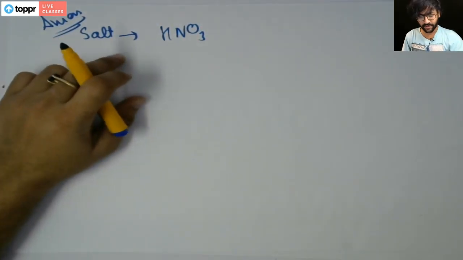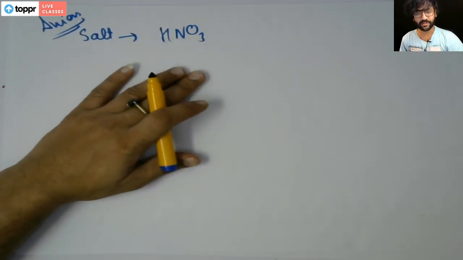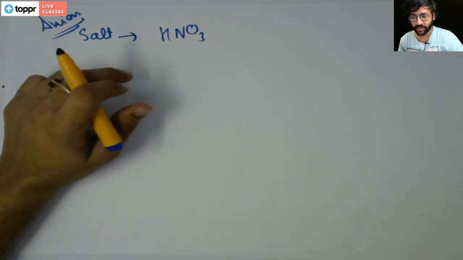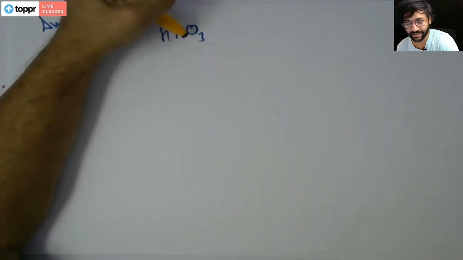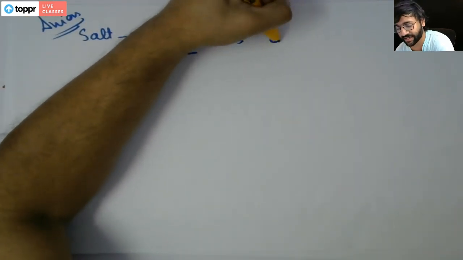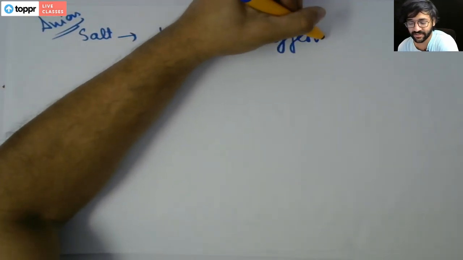Being said this, let's see what the tests for anions are. If I put HNO3, the nitric acid, in the salt, and if I get effervescence, what is effervescence?